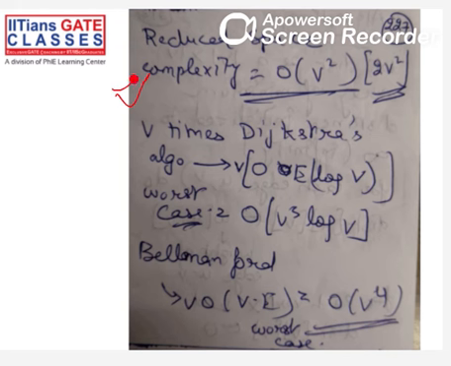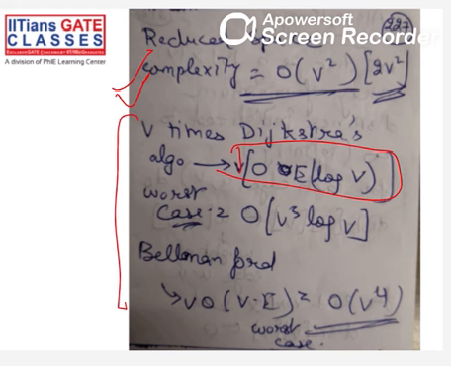This is the reduced space complexity, and this is the comparison I did before I taught you the algorithm. This time complexity is when you're using adjacency matrix. E log E, right? Adjacency matrix, E log E.